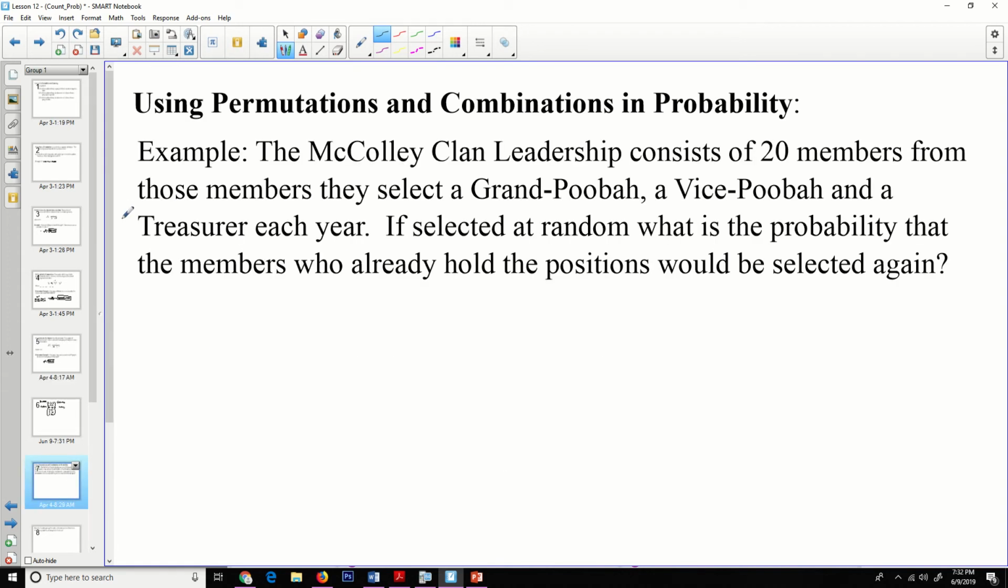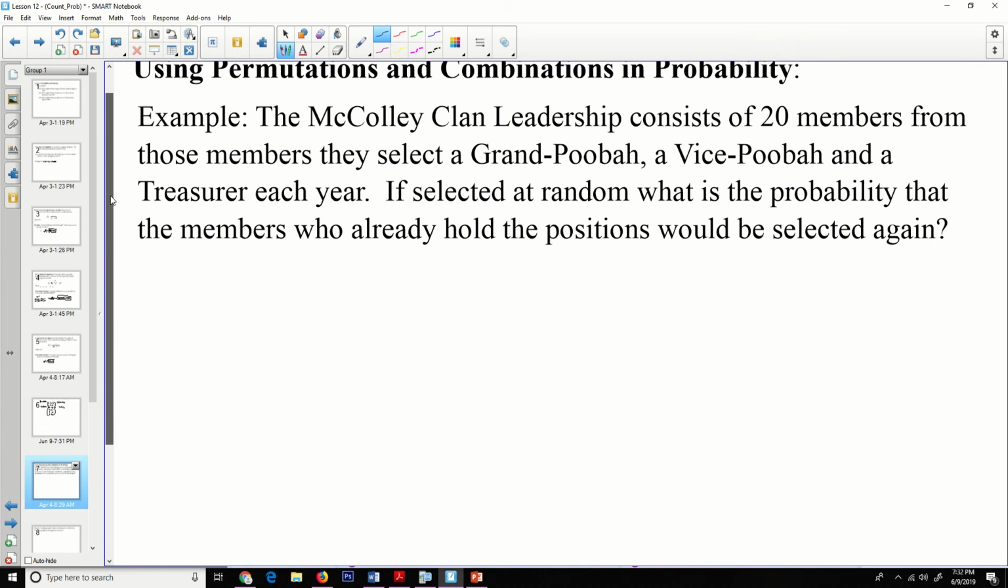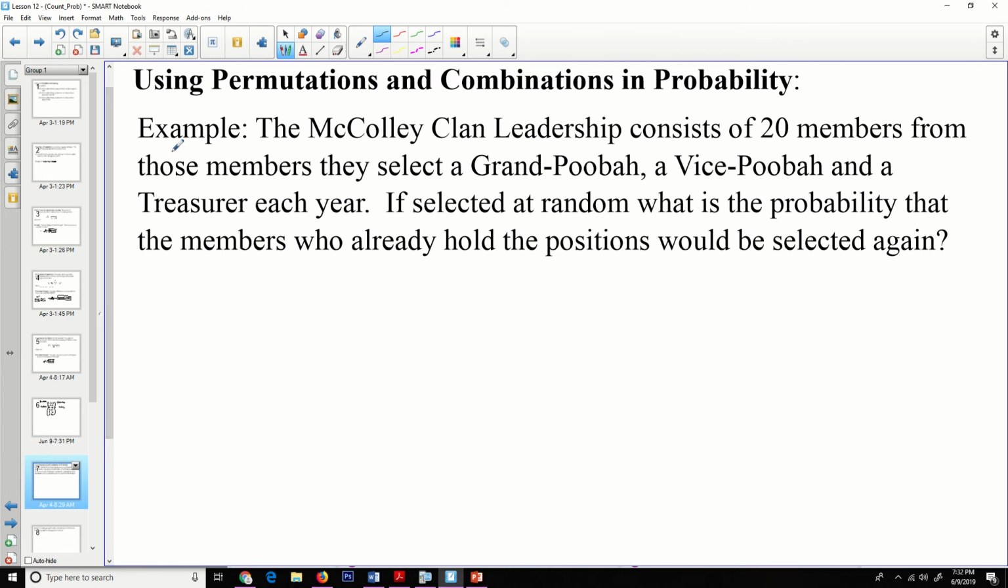All right, so using permutations and combinations and probability. The McCully clan leadership consists of 120 members. From those members, they select a Grand Poobah, a Vice Poobah, and a Treasurer each year. If selected at random, what is the probability that the members who already hold those positions should be selected again? So, probability that members are re-elected.